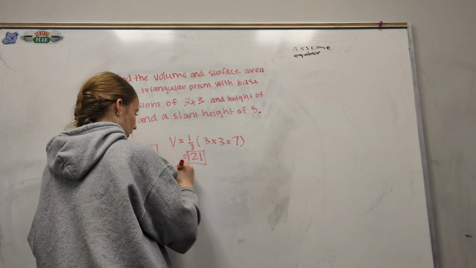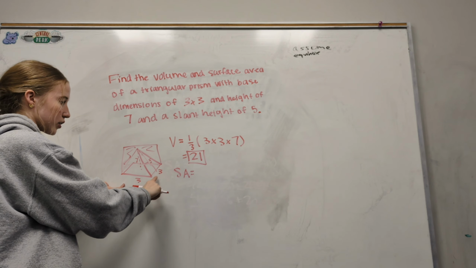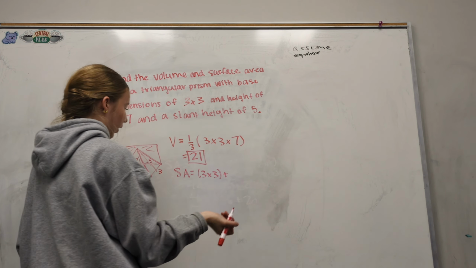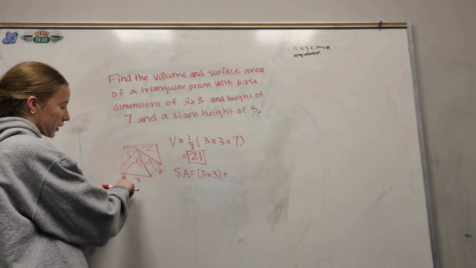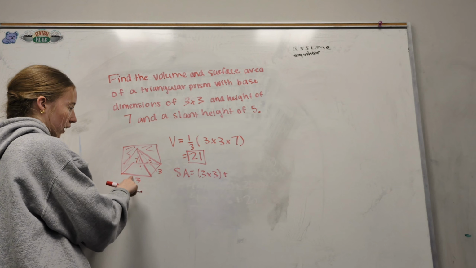Next, for the surface area, we need the base plus the 4 triangular sides. So for the base, it's going to be 3 times 3, and then we need to add each of the 4 triangles. All of the triangles are going to be the same since they all have the same base length, which is 3, and they all have the same slant height, which is 5.